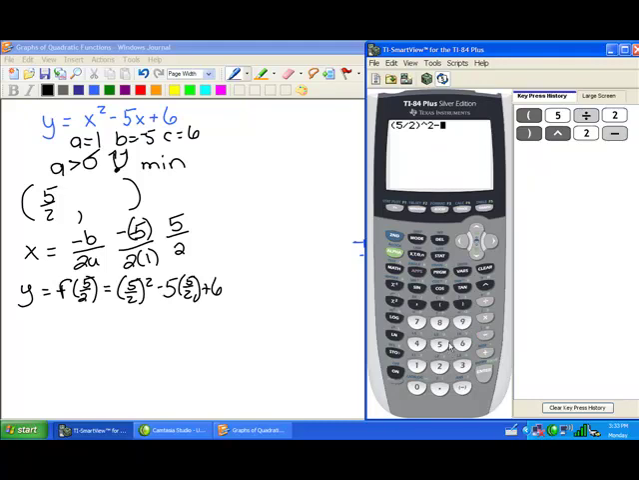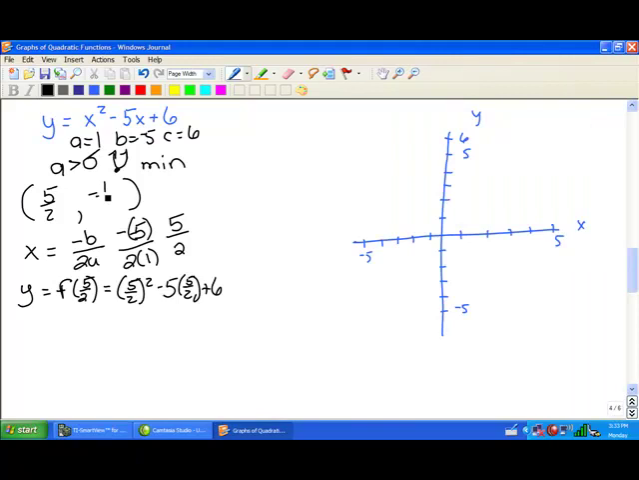minus our 5, times our 5/2, so 5 divided by 2, closing that parentheses, adding 6, and hitting equals. You'll notice that our value is negative 0.25. Since our first coordinate was in a fraction, let's make this one into a fraction too by hitting Math, enter, enter. And so we'll notice that our y value is going to be negative 1/4.